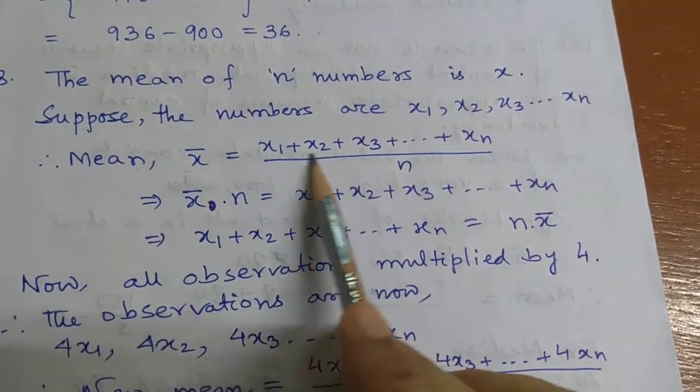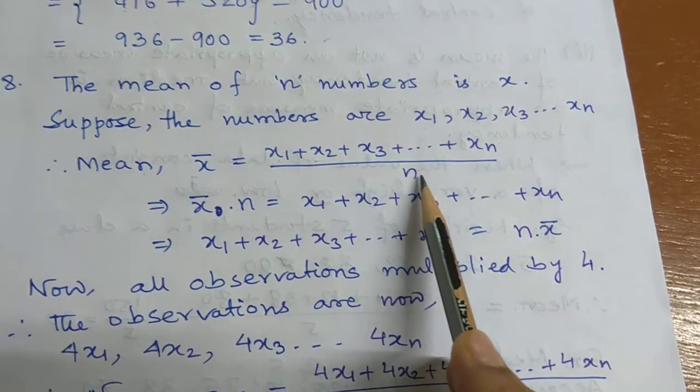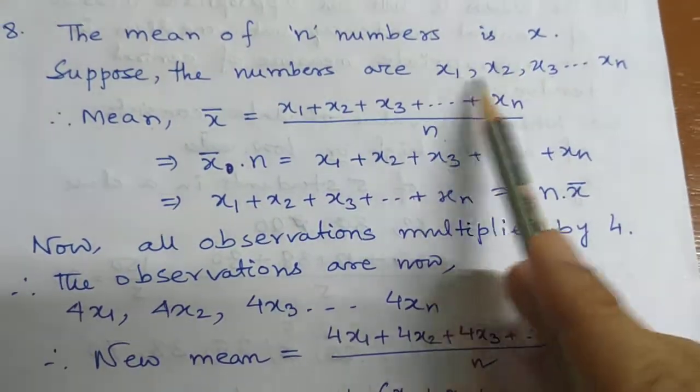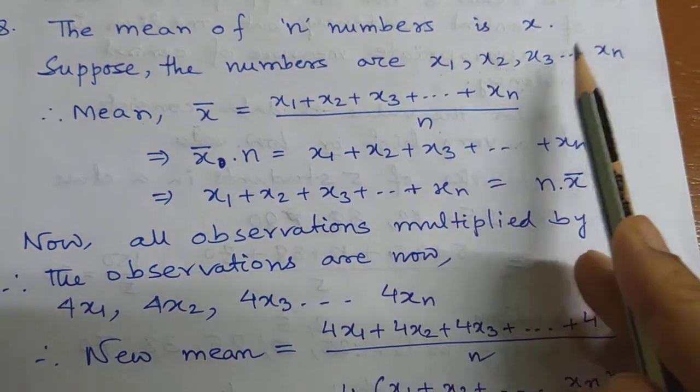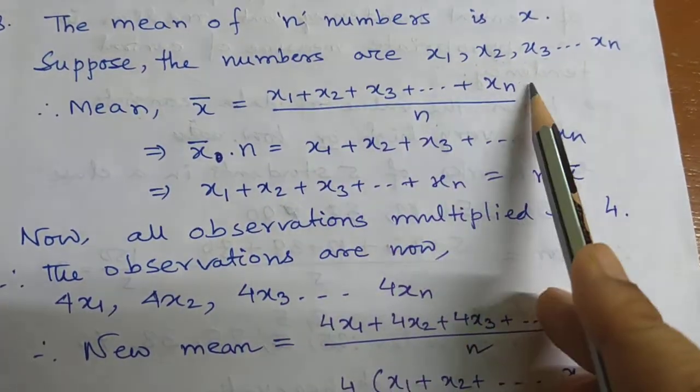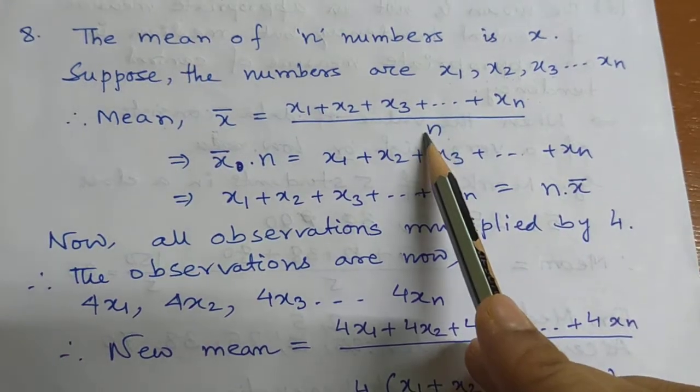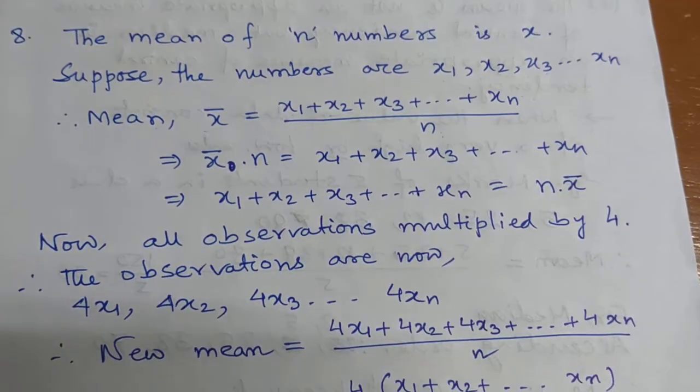Mean means we know the sum of all observations divided by the total number of observations. What is the sum of all observations? Nothing but x1 plus x2 plus x3 up to xn. That is what we have in the numerator. What will be in the denominator? n, because the number of observations is n.